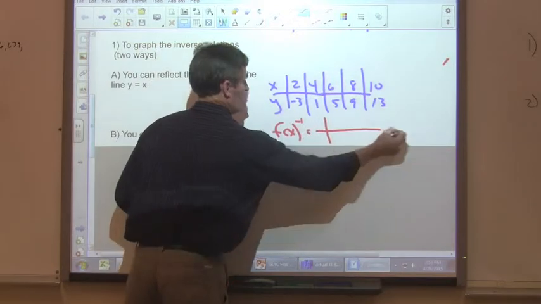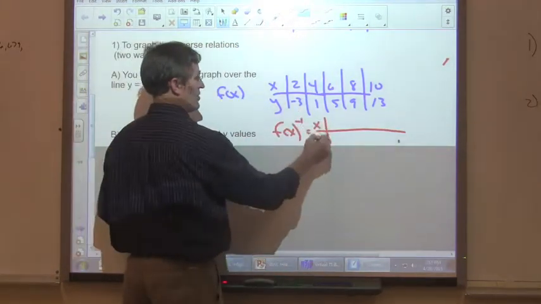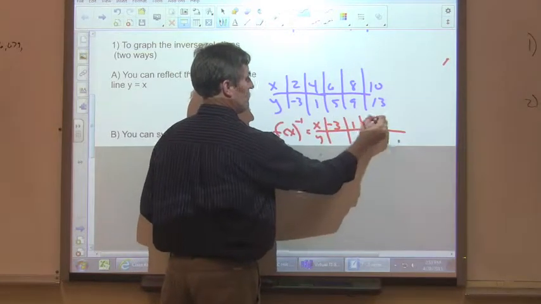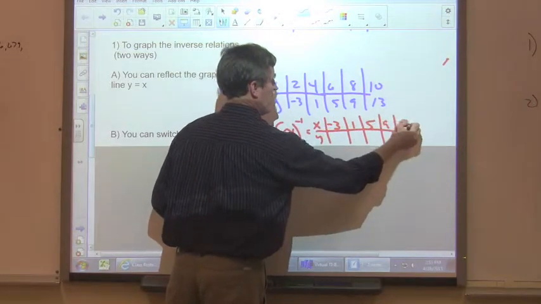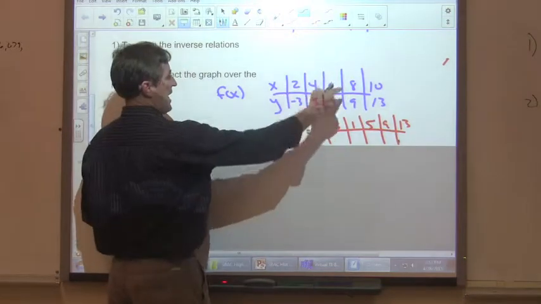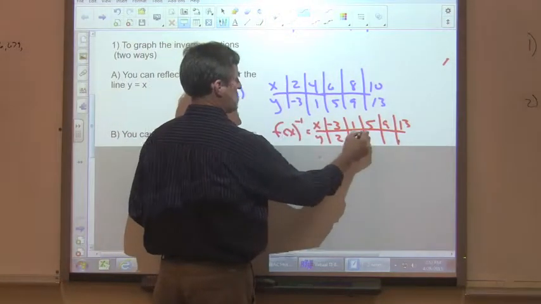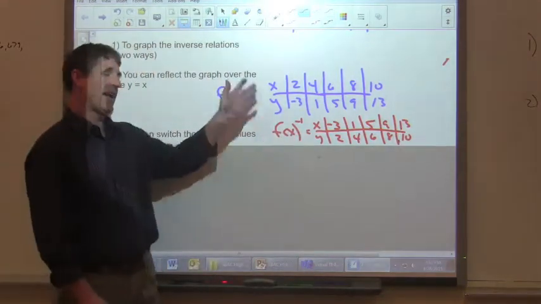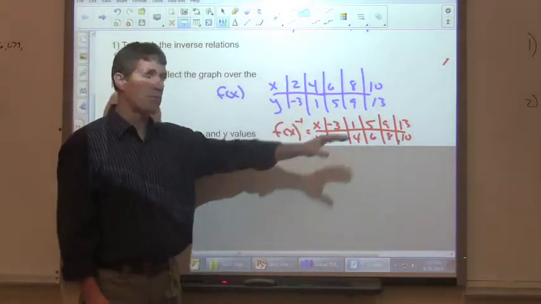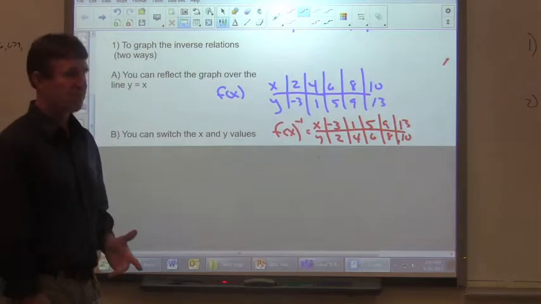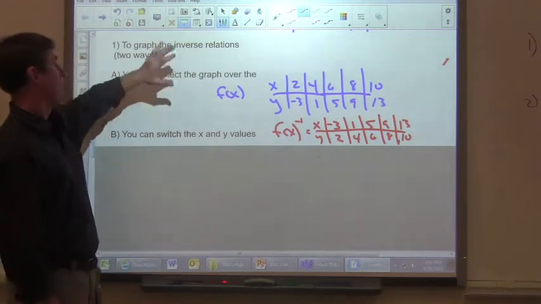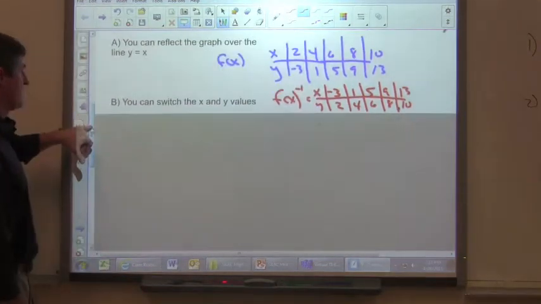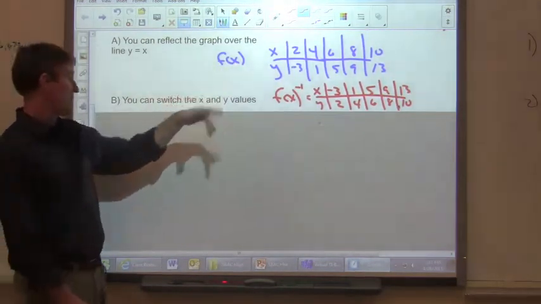would simply be switch the x and y values. So this would become negative 3, 1, 5, 9, 13. And my y values become 2, 4, 6, 8, and 10. And I've got the inverse of that, and if they want me to graph it, I can plot those points to get the inverse. So that would be if you have a graph and you want to find the inverse of that. We won't do that a lot, but it's fairly easy to do. You just switch the x and y values.